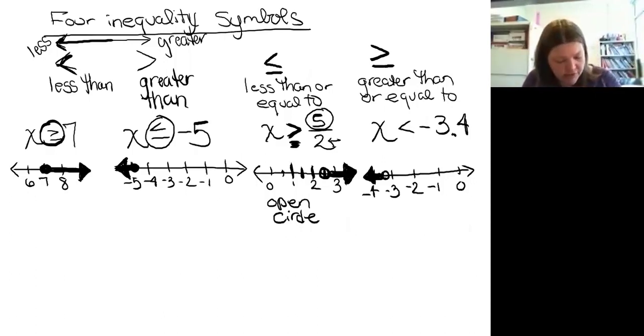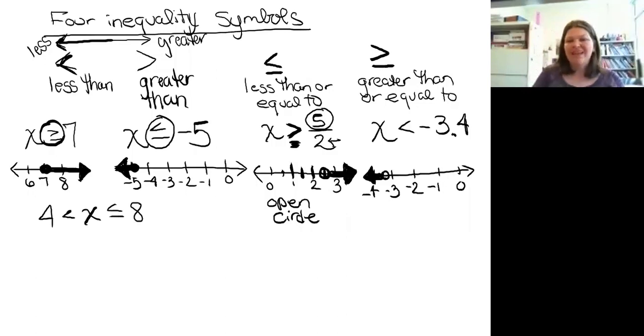So here's an example of that. And this freaks students out. But what am I saying here? I'm saying X is between 4 and 8. 4 is something less than X, but X is less than 8. X ends up sandwiched between 4 and 8.